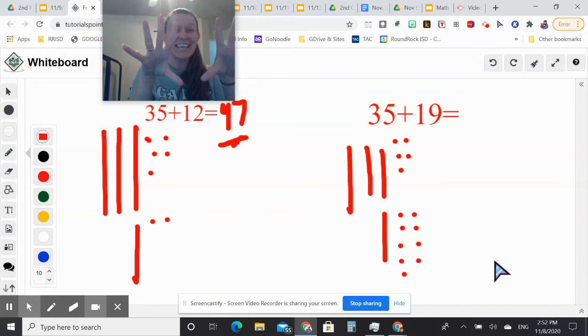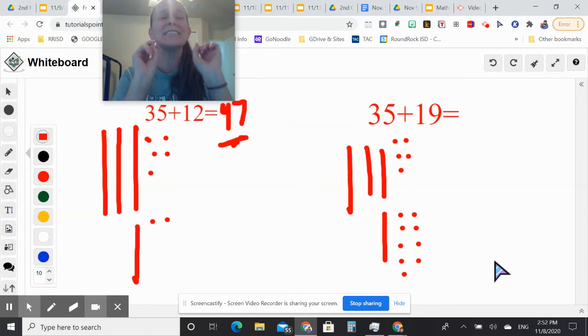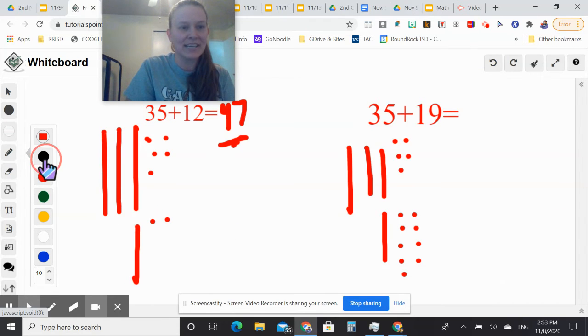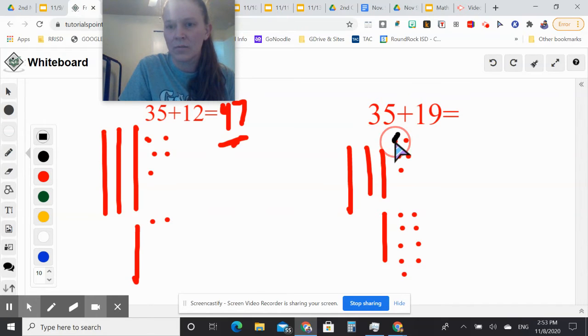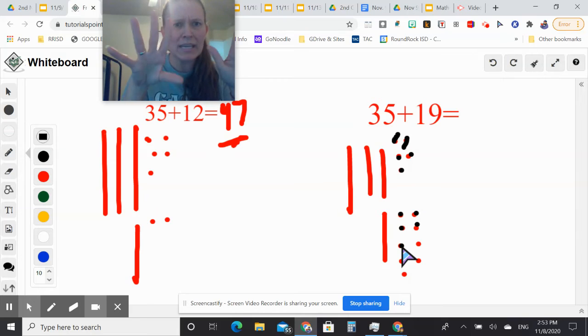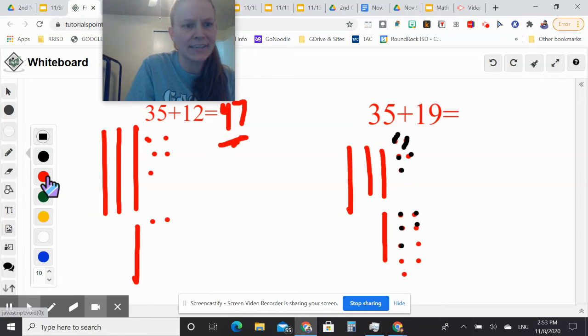Okay, so again, 10 ones is too much. Pack up those 10 ones, move it to the 10 side. I'm going to do that today on my picture, show you what I mean. So I'm going to pack up 10 ones. 1, 2, 3, 4, 5, 6, 7, 8, 9, 10. 10's too many. Pack them up, move them over. I'm going to move it over to the 10 side.